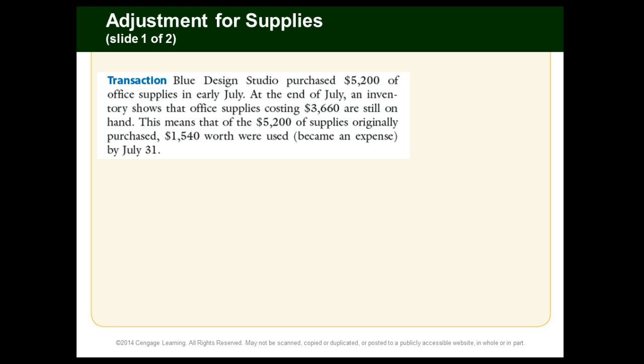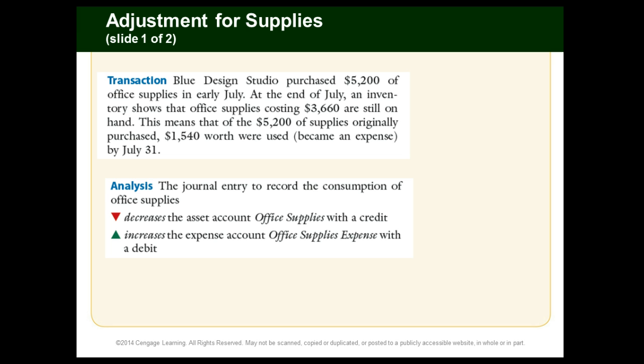Here's another one. Blue Design Studio purchased $5,200 of office supplies in early July. At the end of July, an inventory shows that office supplies costing $3,660 are still on hand. That means that of the $5,200 of supplies originally purchased, $1,540 of supplies got used up. It became an expense. So we don't have that $1,540 of supplies anymore. Make sense? So we need to take a look, an inventory, and then make an adjustment based on that.